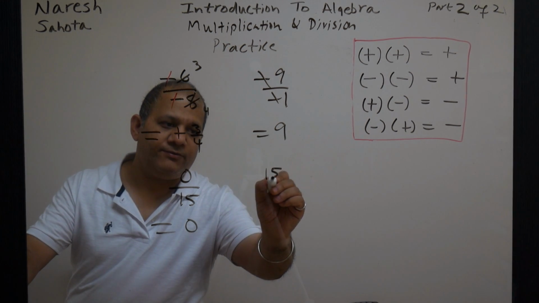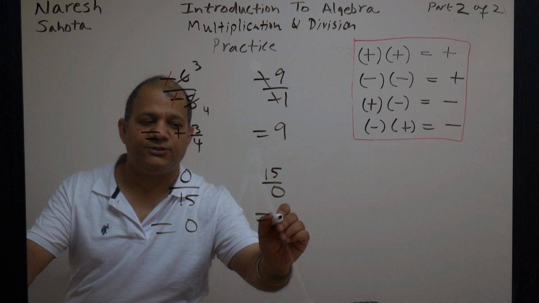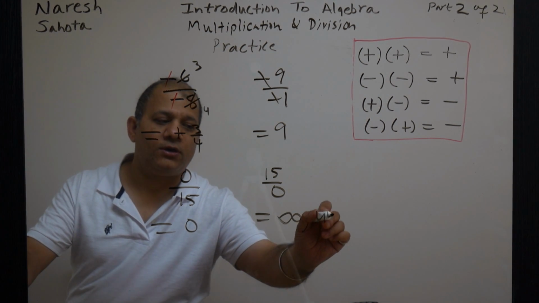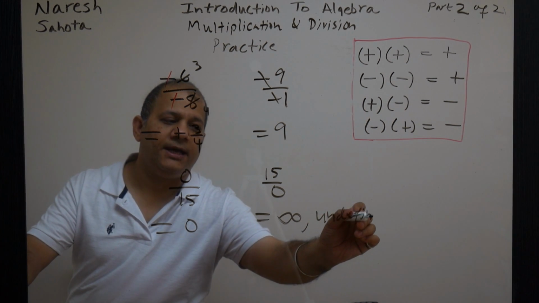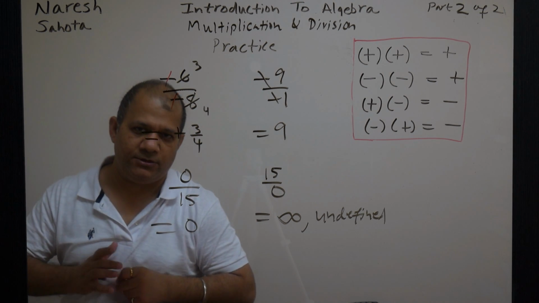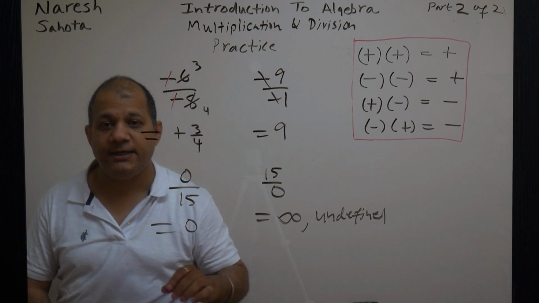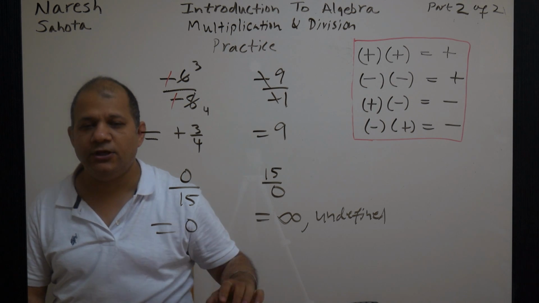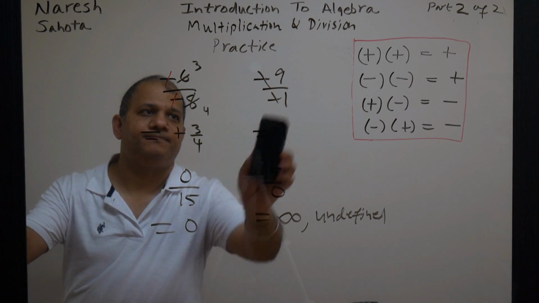Now, what about 15 divided by 0? The answer is infinity, or undefined. And we learned in the lesson that we can't divide numbers by 0, not allowed, right? So we get undefined, and if you tried this on your calculator, you would get an error message.